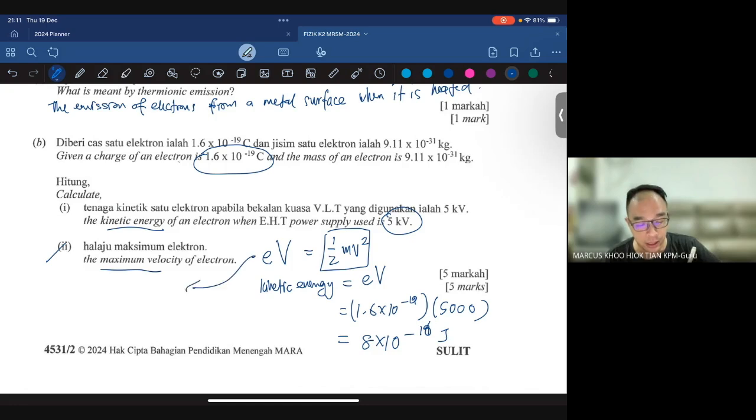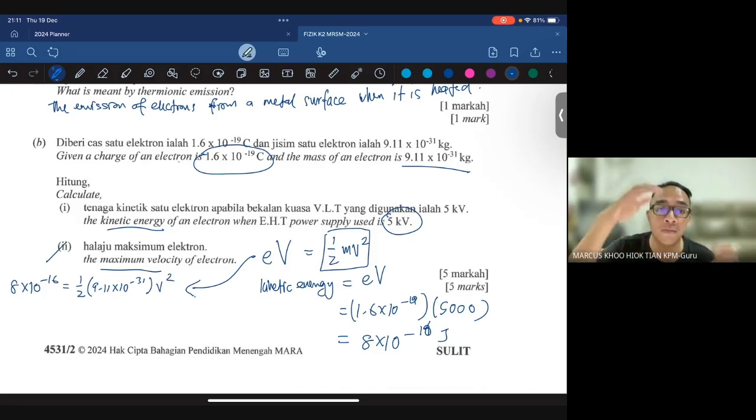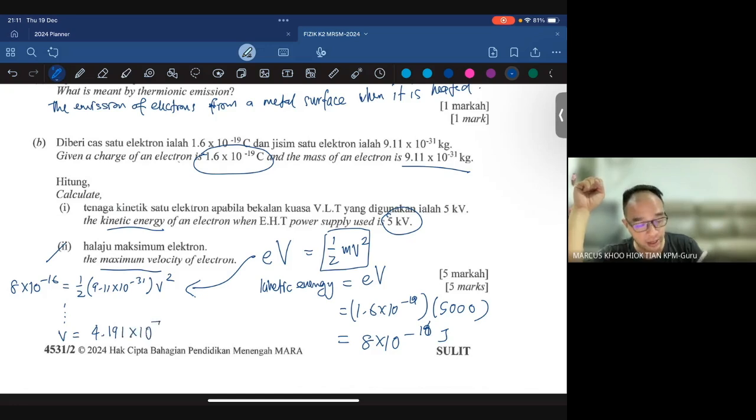Okay, saya ambil dari sini. EV is 8 times 10 to the power negative 16. Half, what is m? m is this, 9.11 times 10 to the power negative 31, v squared. Okay, we are seeing this question for the second time. Mengira itu v squared. Don't forget to square root the v. Okay, you will get v equals 4.191 times 10 to the power of 7 meters per second. Okay, we're good to go.